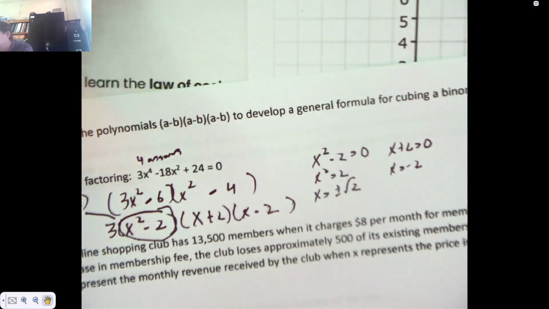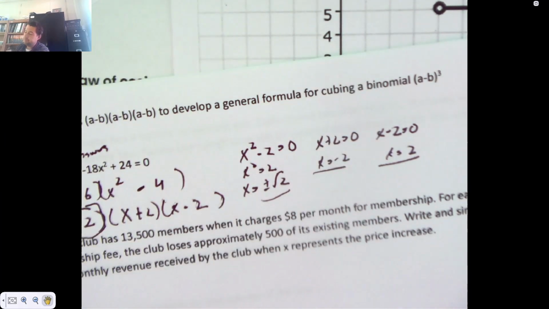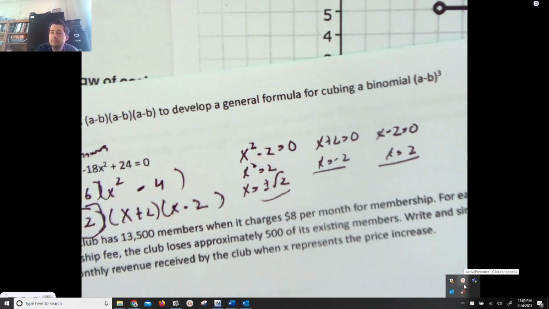We have the x plus 2 is 0. So we just slide it over, negative 2. And we have x minus 2 is 0. And again, we slide it over, x is 2. 1, 2, 4 answers. All right, let me pause this. I might do number 11.